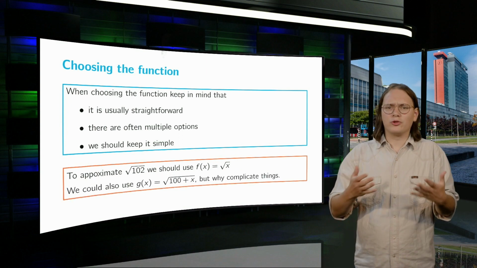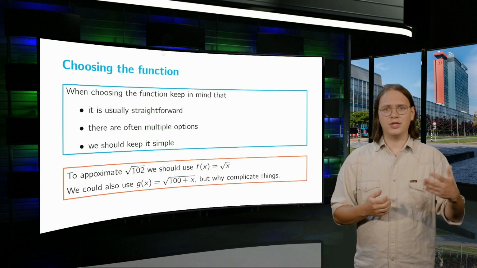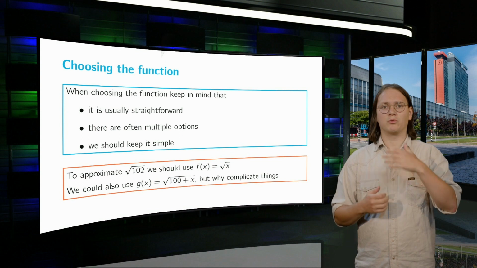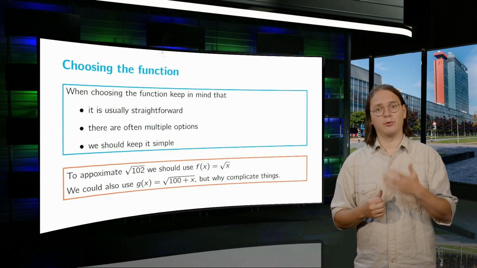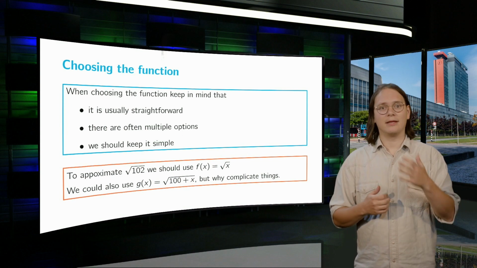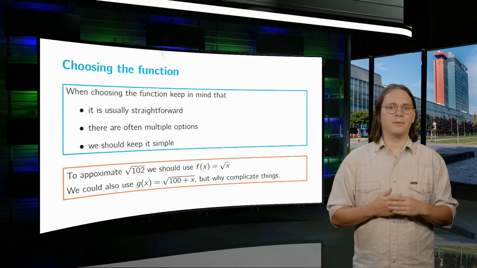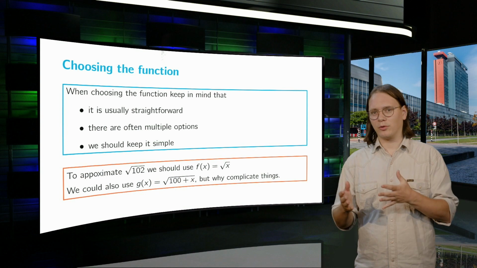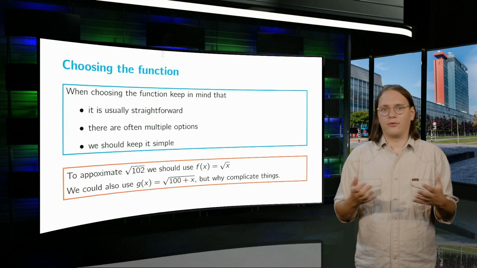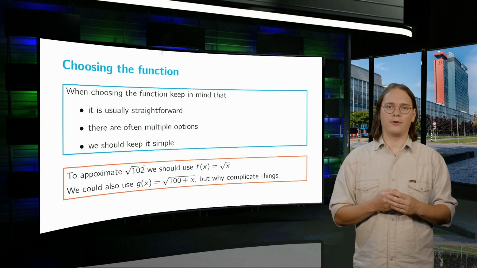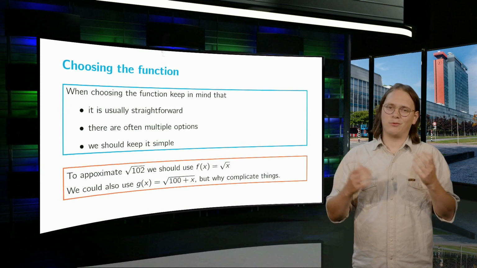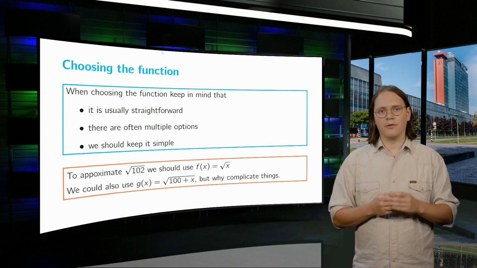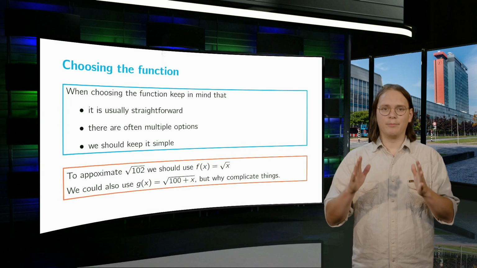Note that we could also use other functions, like g of x equals square root of x plus 100, in which case we would approximate the value of g at x equals 2 to obtain the approximation of square root of 102. For certain practical purposes, it may sometimes be preferable to use a certain function over another, but in general, this is a rather unimportant matter. The main thing is to keep things as simple as possible.